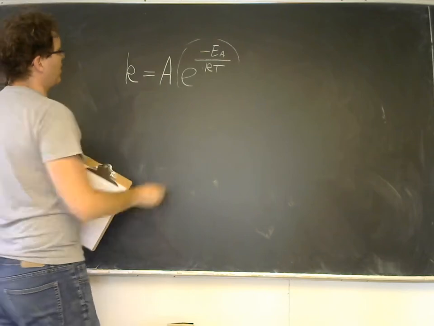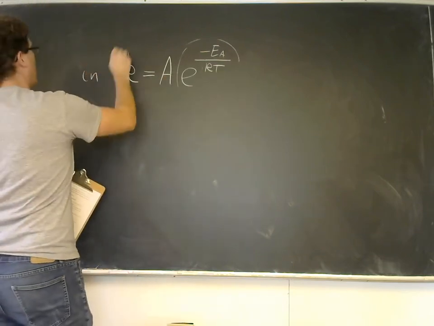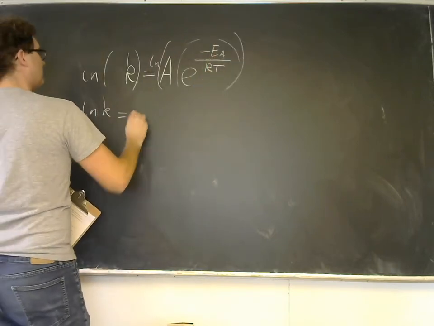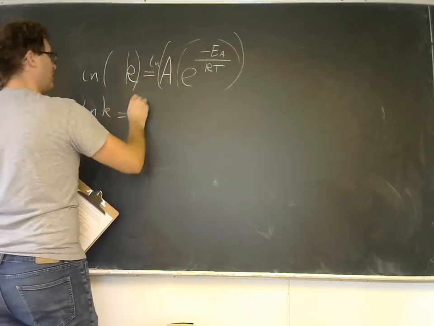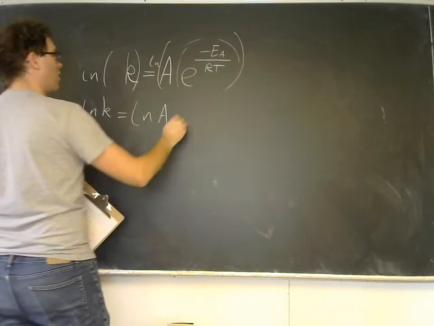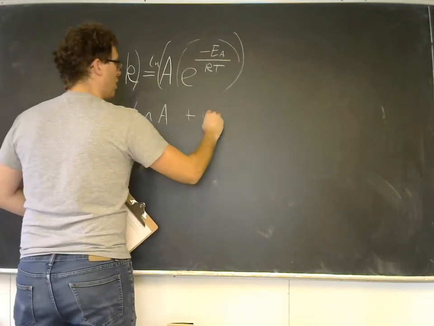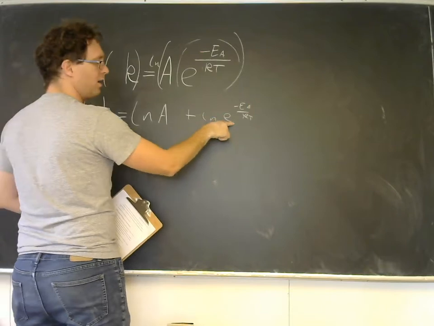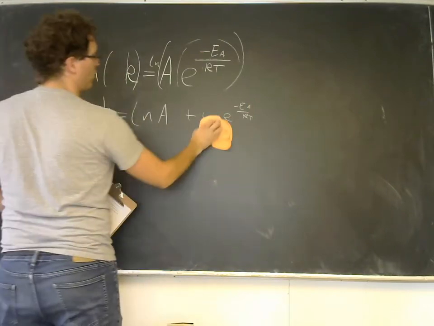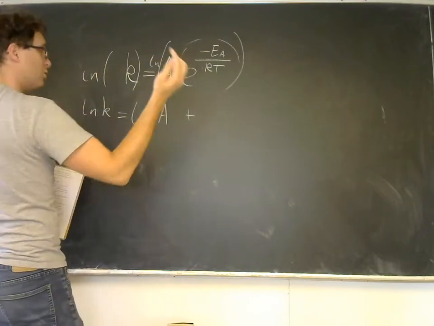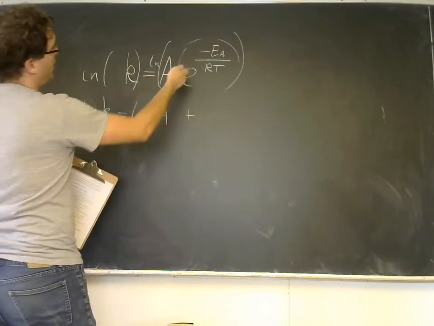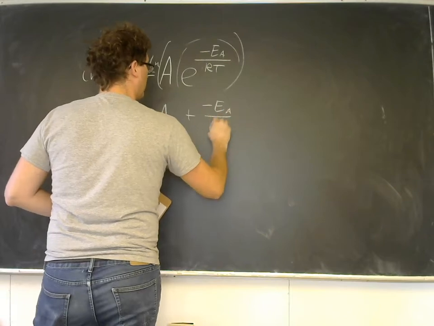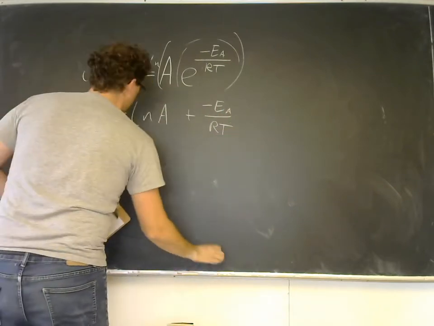Okay, so if I want to get rid of the exponent, then I'll take the natural log of both sides. And so I'll get the natural log of k is equal to, and now there's a product of two things in here, so I can change that into the natural log of A plus the natural log of e to the negative EA over RT. But if I take the natural log of something that is an exponent, those undo one another. The natural log is the inverse operator for exponentiation, and so this becomes plus a negative EA over RT.